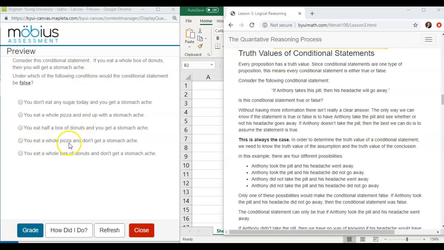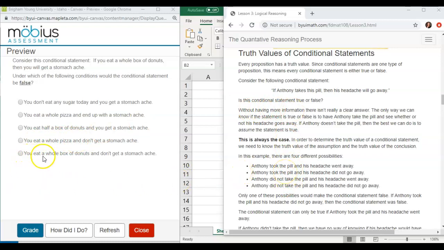The next one, you eat a whole pizza. Again, I'm not even going to move on to the end part, because this did not conclude that I actually ate the whole box of donuts. So that means my conditional statement is true because I did not confirm eating the whole box of donuts, same as taking the pill or the person being elected.